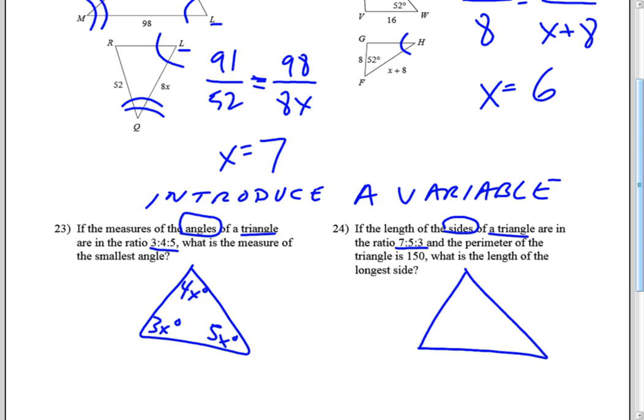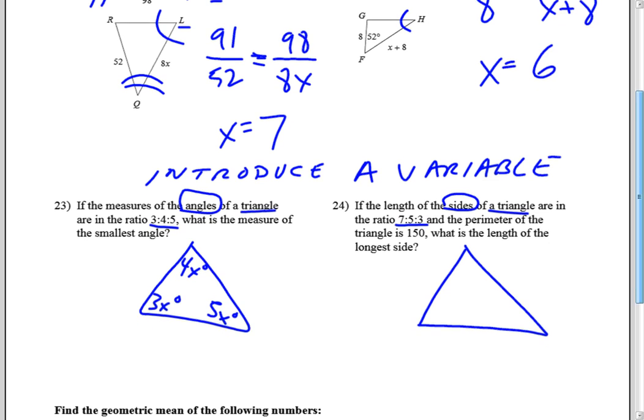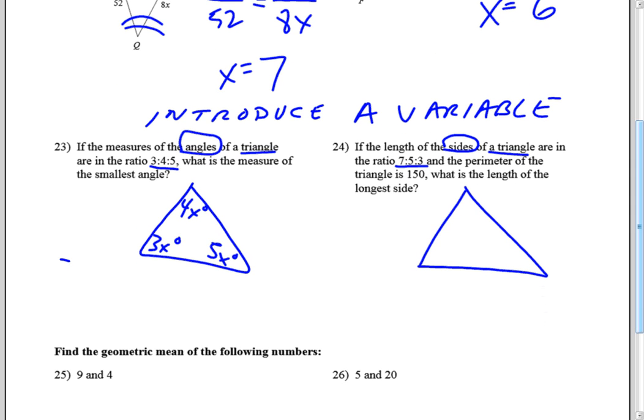Every problem's different. The mistakes we're seeing on the test, people are doing the first one correctly. They're saying a triangle adds up to 180, so they're doing this. That's great. And they're figuring out that x is 15. How much? 15?